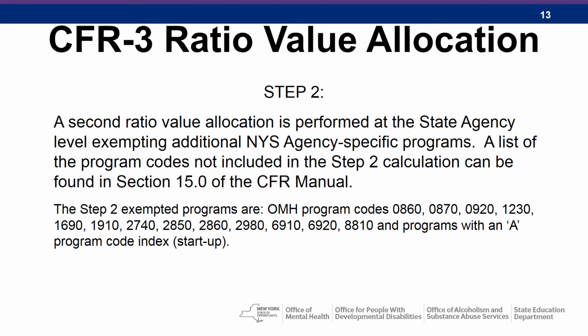Step 2 performs a second allocation of the agency's administration expense to each of its programs. A list of the program codes excluded in the Step 2 calculation are listed below and can be found in Section 15.0 of the CFR manual. Expenses of these programs are not included as operating costs and therefore are exempt from an allocation of agency administration at the agency-wide level and within each state agency. While this calculation may seem complicated, the calculation is done for you automatically in the software.